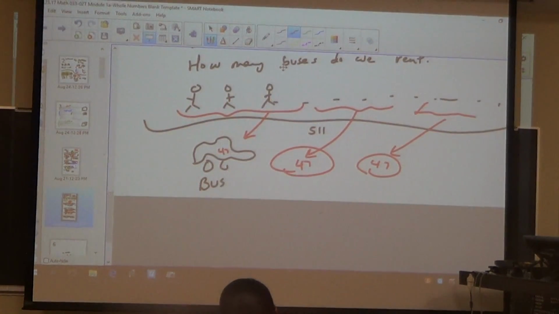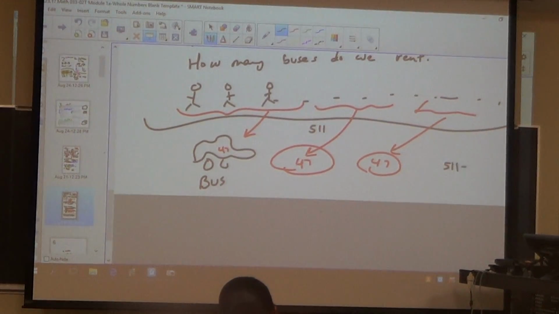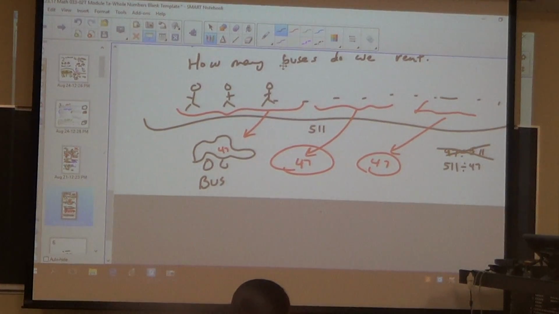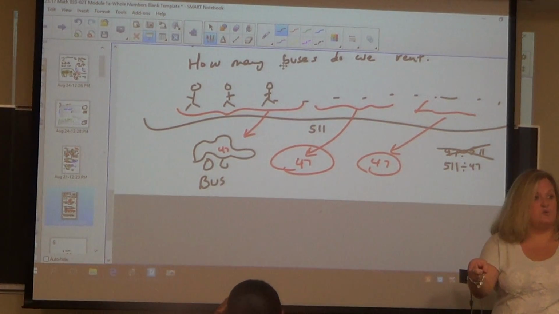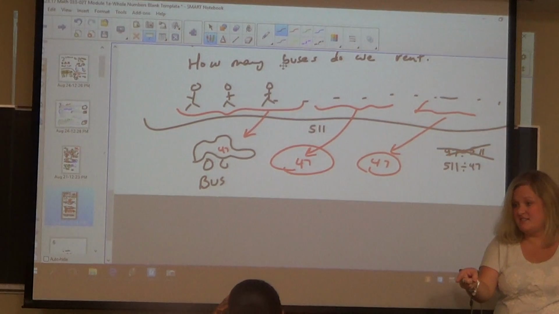Now, is this 511 divided by 47, or is this 47 divided by 511? 511. Good. Now, in this module, it's super easy because y'all say, oh, it's the big number divided by the small number. When you get to decimals and fractions, it's going to screw you.